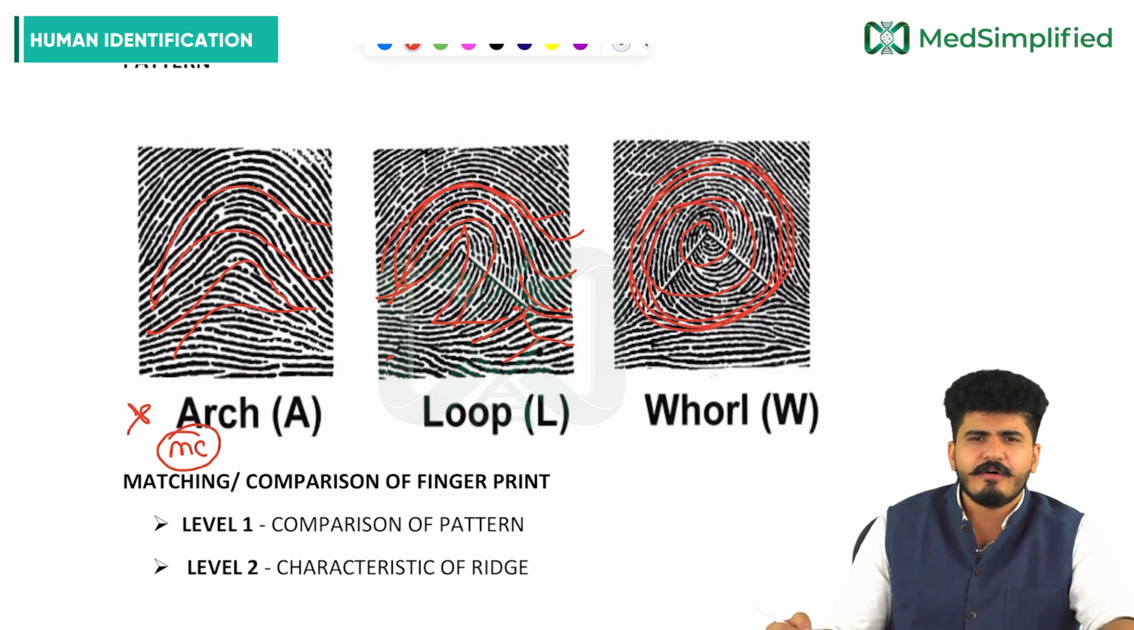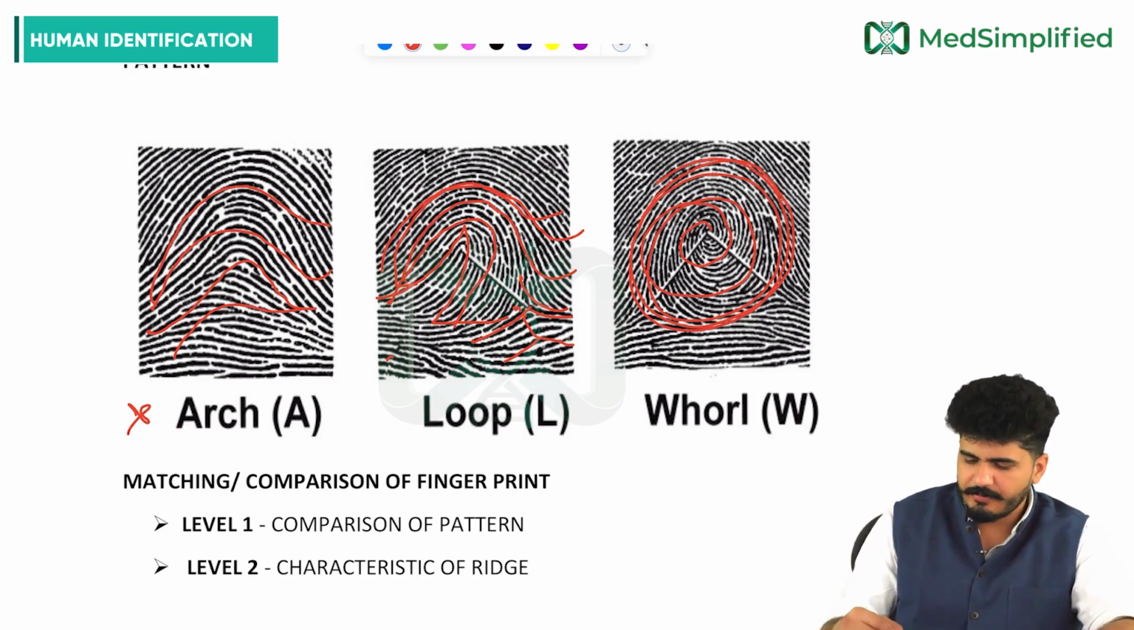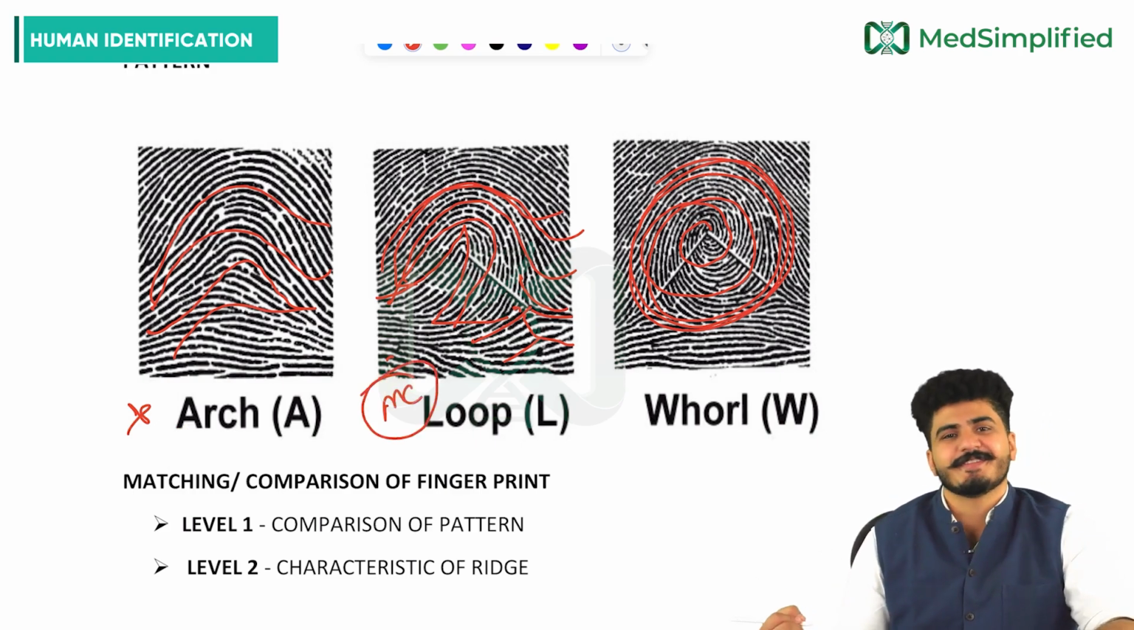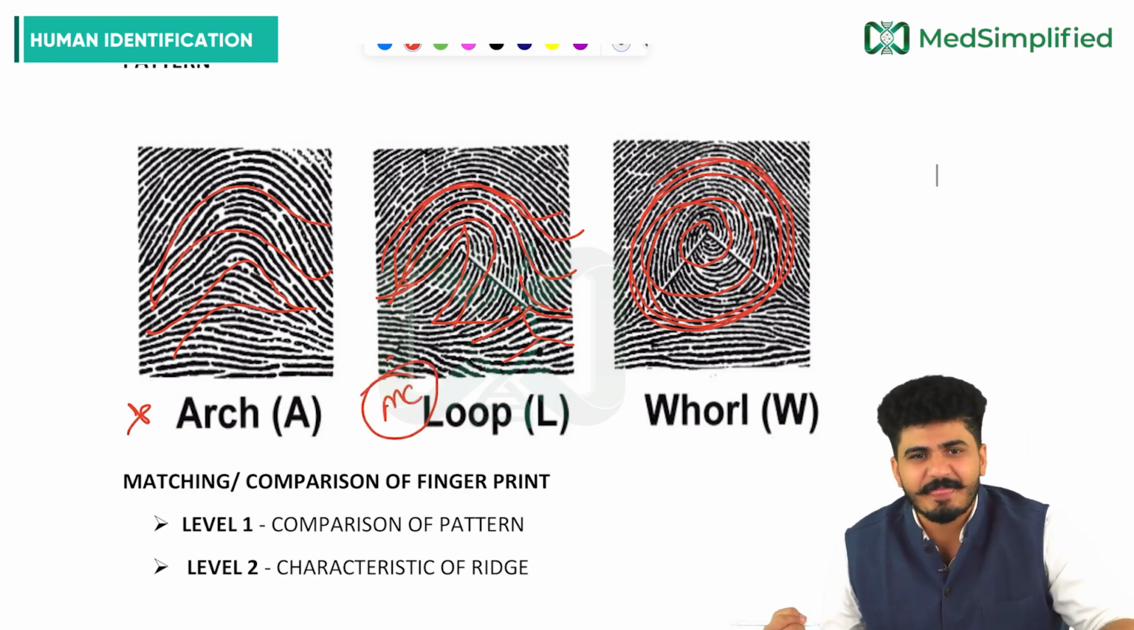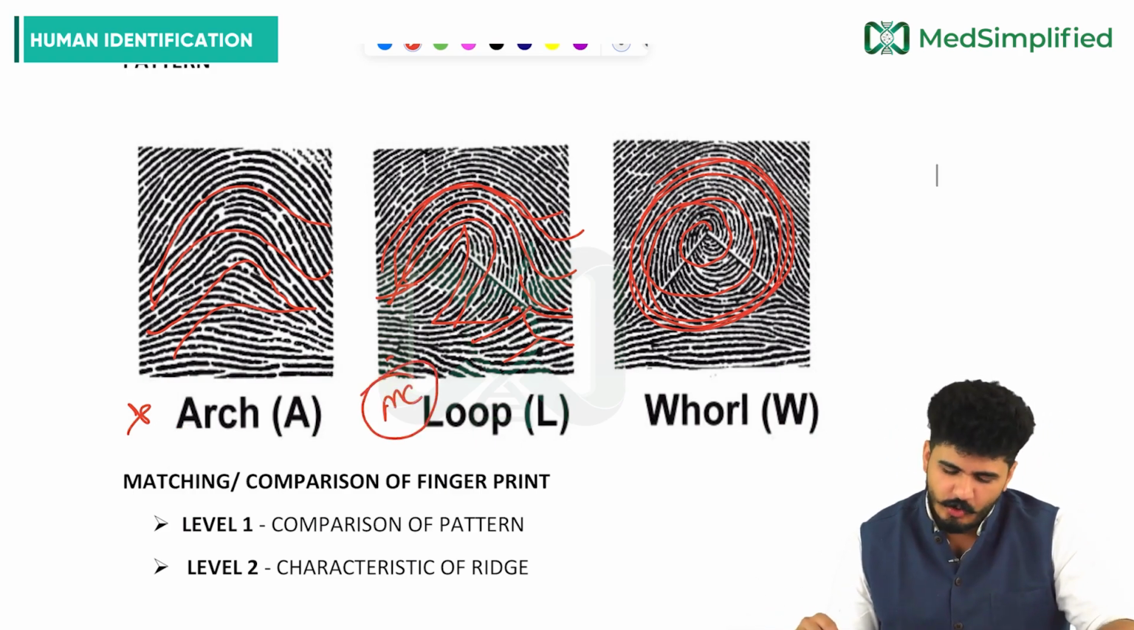Then coming to the whirl, my dear friends. The most common type of fingerprint would be loop, my dear friends.